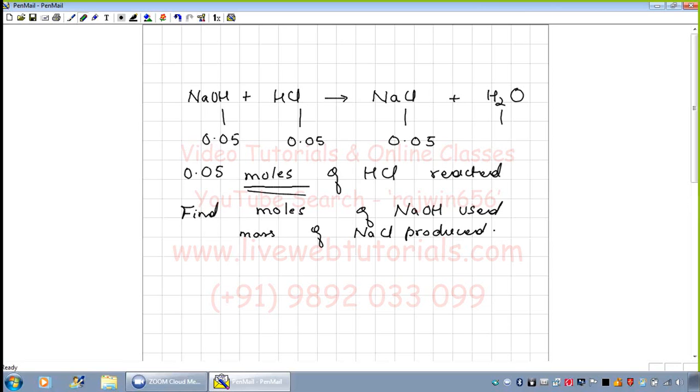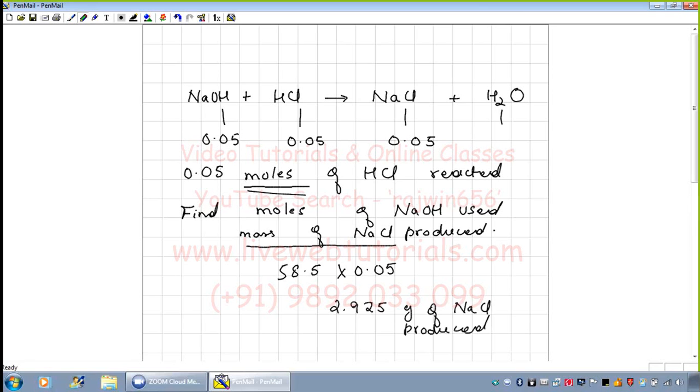Of NaCl. Why did we find the mass of NaCl? Because here we are supposed to find the mass of NaCl. That's why we found the RMM of NaCl, which is 58.5. So how much will be the mass of NaCl produced? That is in 1 mole, so you have to multiply that by 0.05. Correct, this will be multiplied by 0.05. 2.925 grams of NaCl produced.